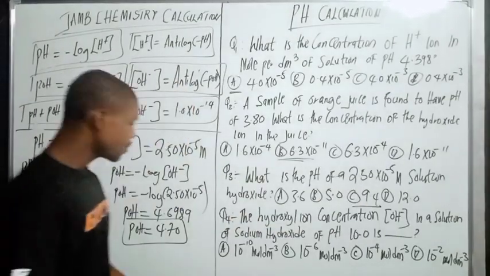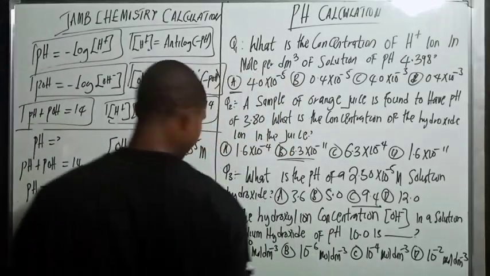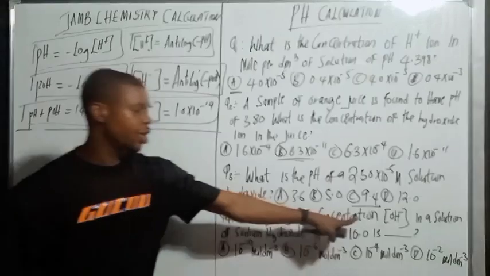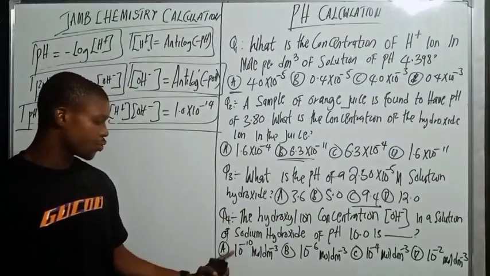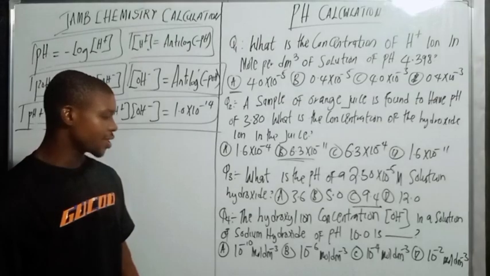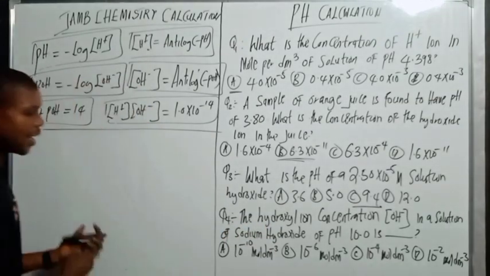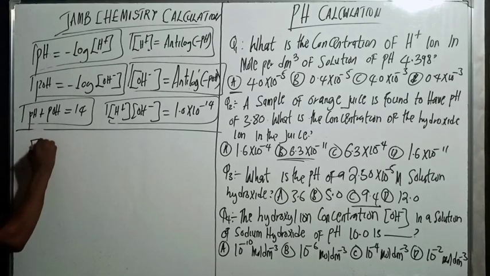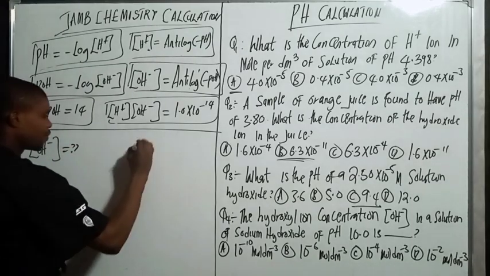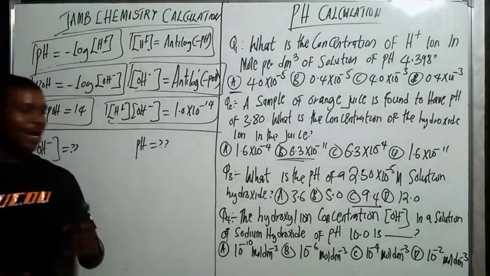Do you understand? So let's look at question number 4. The hydroxide ion concentration, OH minus, in a solution of sodium hydroxide of a given pH. So they're asking you to calculate the hydroxide ion concentration, OH minus. The pH is being given to me. So go ahead and try this question for me.